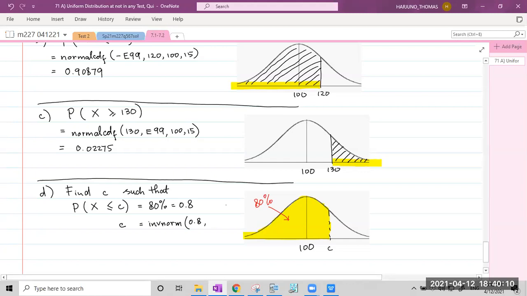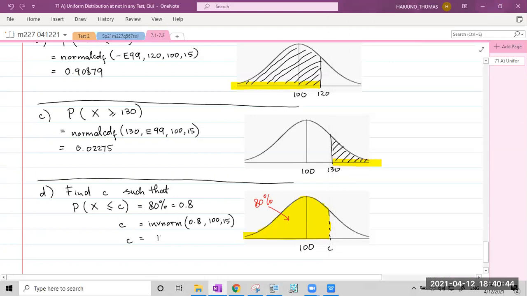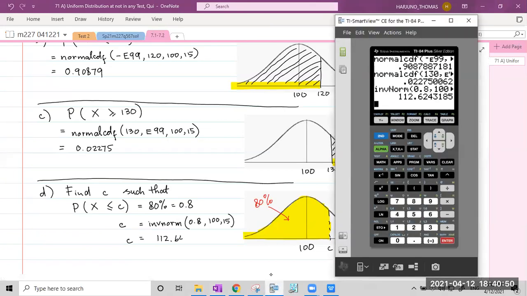Okay, now the mean is 100. The standard deviation is 15. Okay, that's inverse norm. Area to the left, 0.8. The mean is 100. Standard deviation, 15. That's 112.62432.